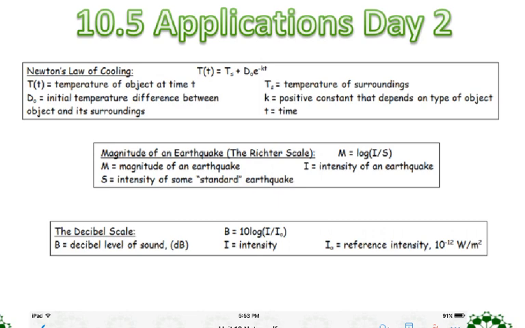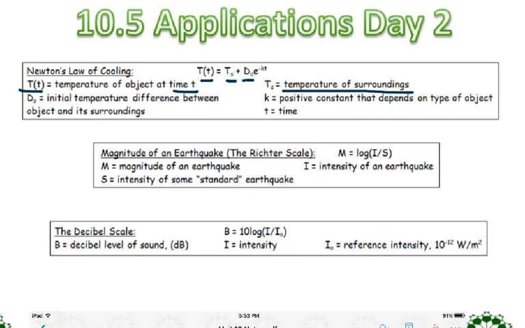So for Newton's law of cooling, the big T is actually the temperature. Little t is time. So there's big T and little t. T sub S is the temperature of the surroundings. So, if you're taking something out of the oven, what is the temperature of the room that you're taking the object into? The surrounding temperature.